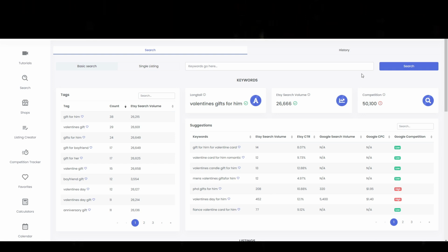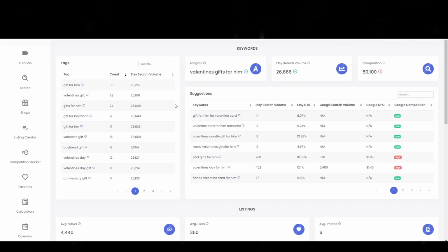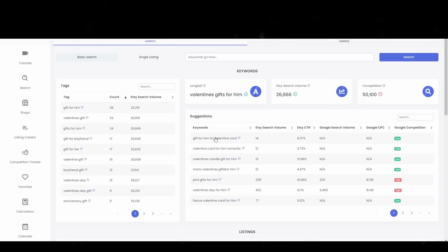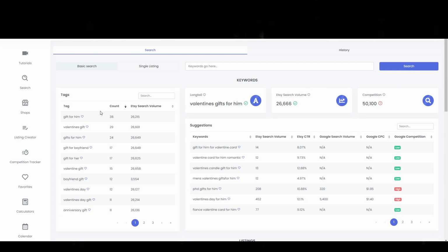Now, something that we want to go ahead and take a look at is on the left-hand side here, our tags. What the software is going to present to us is the top products or the top listings, and we could actually see that amongst all the top listings, there are certain tags that are frequently used, and this is the section of the software that will show us those tags that are frequently used. So we have here tags, and we have here gift for him. So for the keyword Valentine's gifts for him as the lead keyword, we have gift for him as a tag. And that tag was found 38 times.